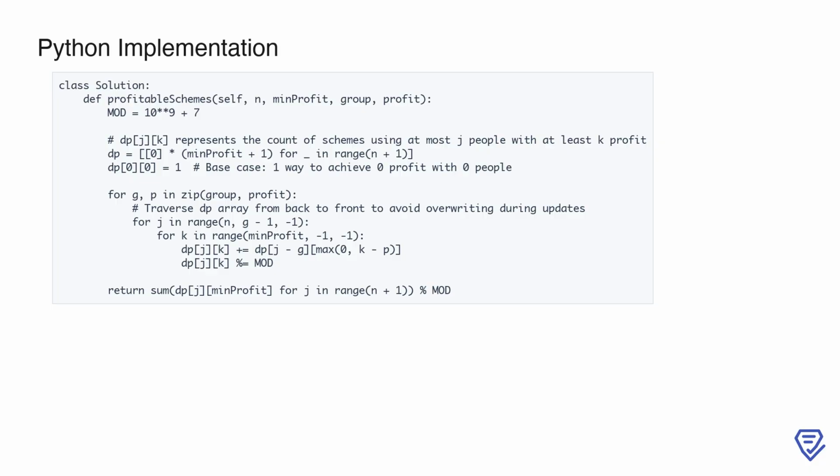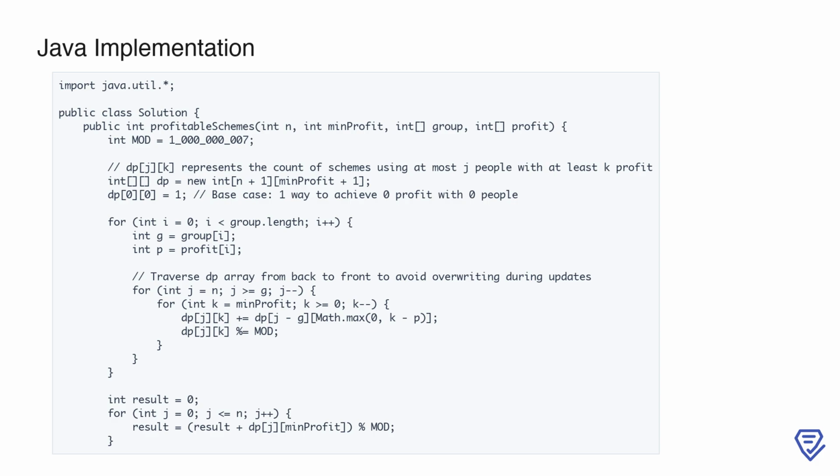The time complexity is proportional to the product of n, min profit, and the number of crimes, making it efficient for the input size constraints. Here, we start with the implementation of the solution in Java.